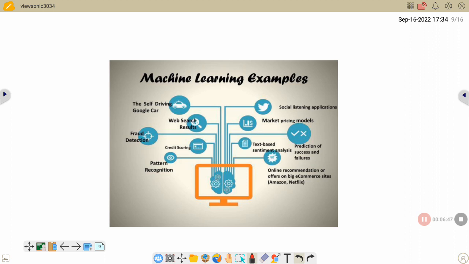It learns from the past historical data what kind of movies you are watching, whether it is a comedy movie or a thriller movie. From that experience, it now recommends similar types of movies. So that online recommendation is also an example of ML. Then we have pattern recognition, fraud detection, and email spam detection. All these are part of machine learning examples.